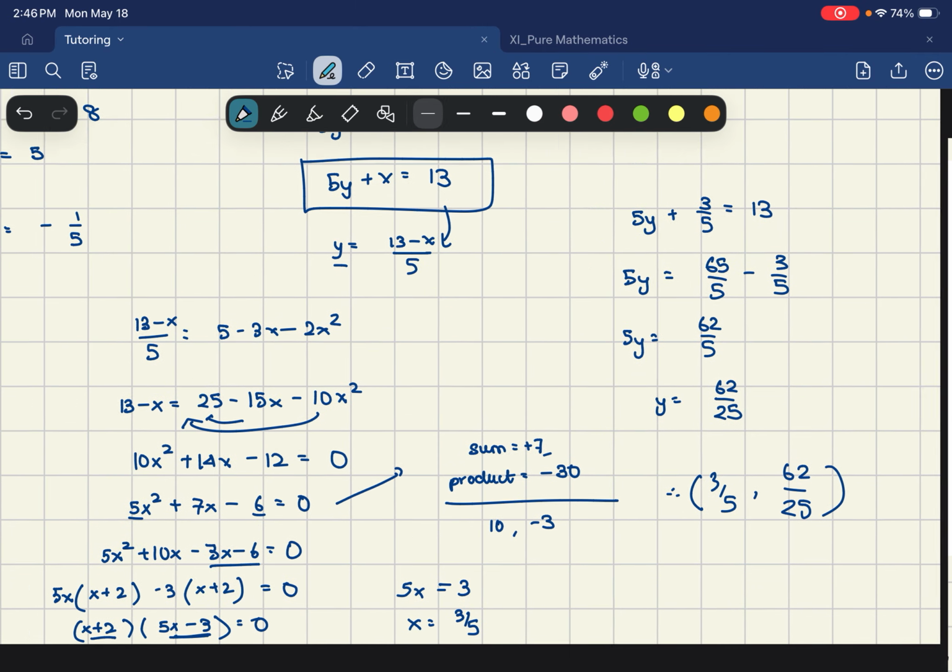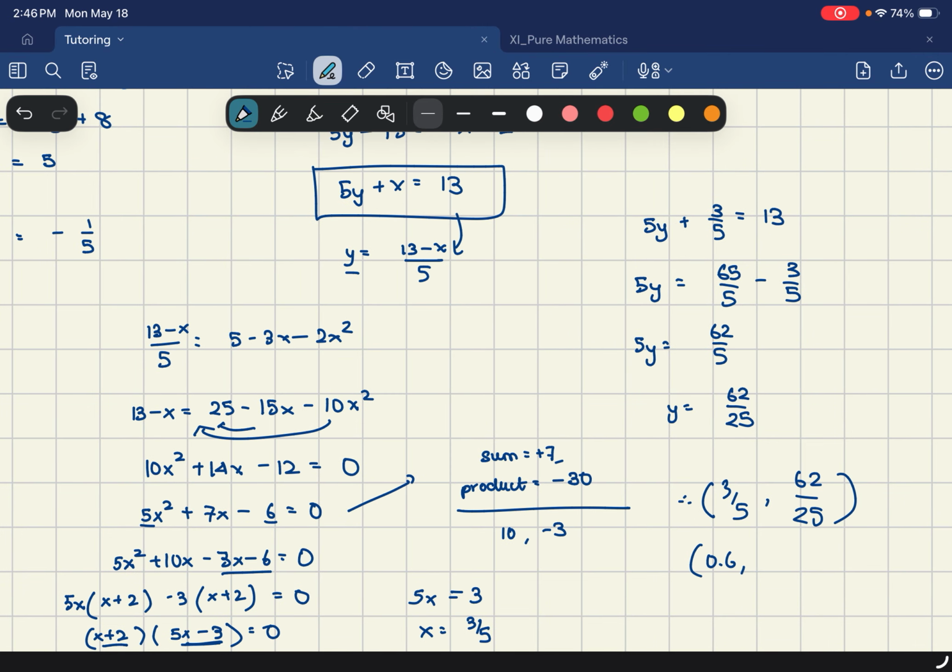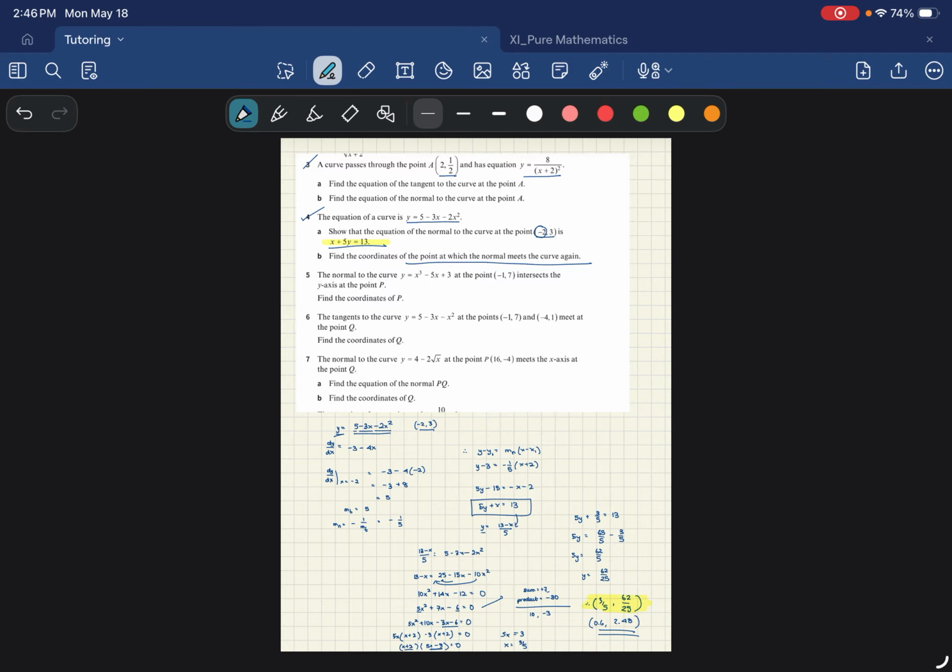So 3 over 5 is just 0.6, and 62 over 25 is going to give you 2.48. So that is going to be your solution, but this is good enough: 3 over 5 and 62 over 25. We're done with question 4. All right, tiring.